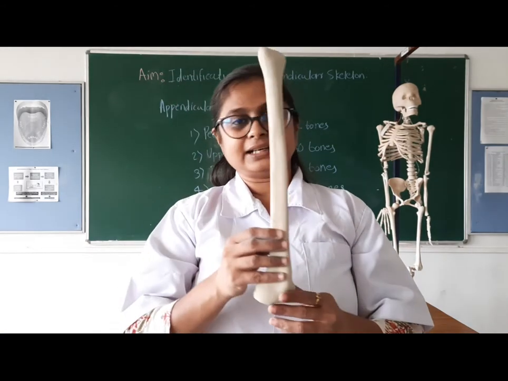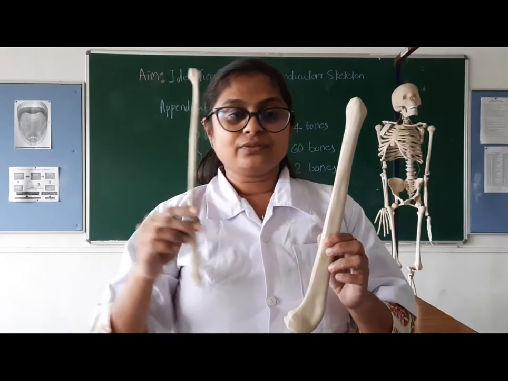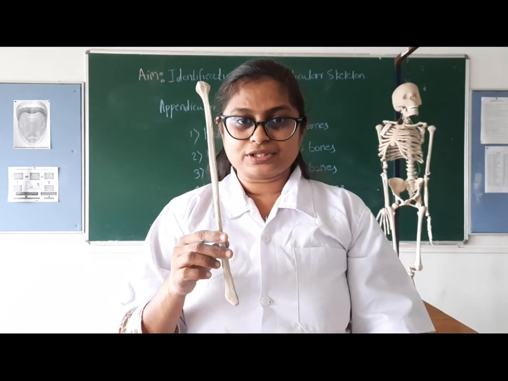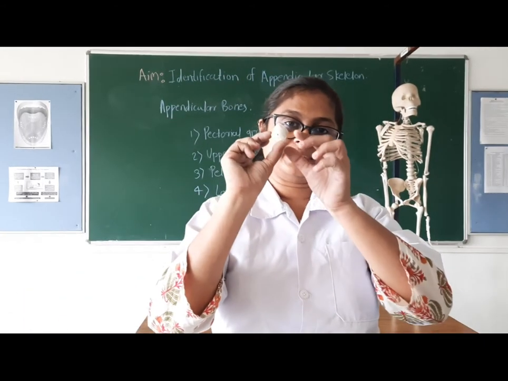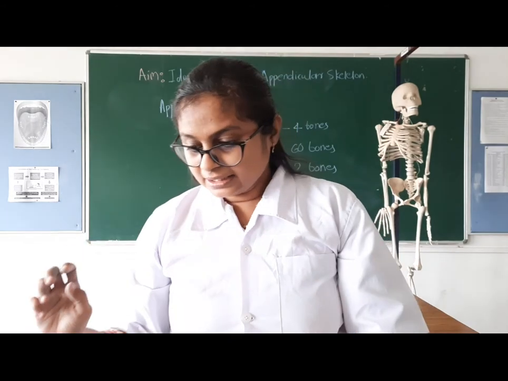Now next one is the tibia. Tibia contains the 2 bones. Okay, next is the fibula. Fibula contains the 2 bones. Again the next one is the patella. Okay, these are the patella, and this patella contains again the 2 bones.